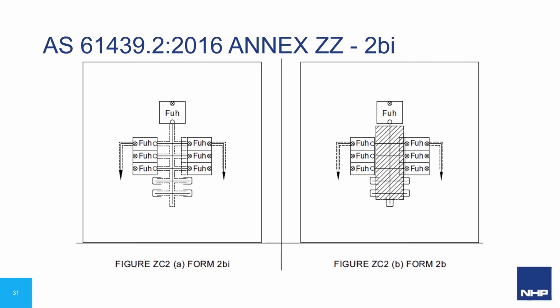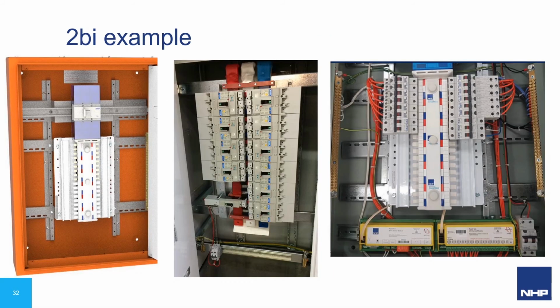This is a simple construction that requires attention to the IP2X requirement on the chassis or busbar side of our functional units. In a Form 2BI assembly, this is achieved by insulated or encapsulated chassis with terminals of the functional unit maintaining IP2X on the chassis side of the functional unit.